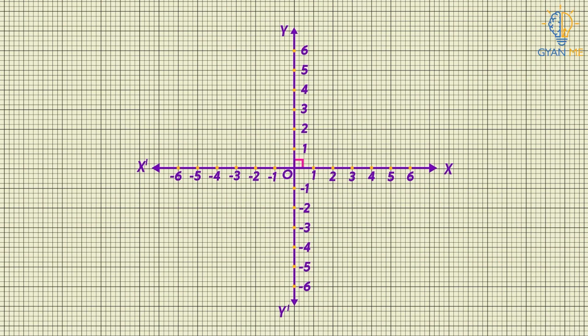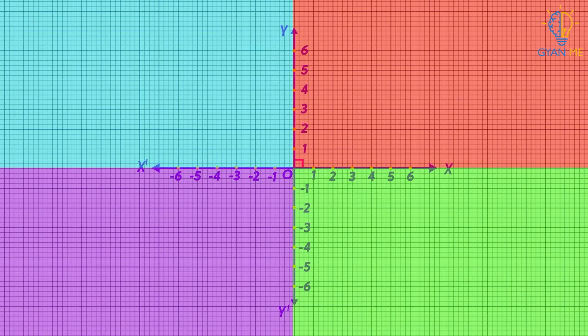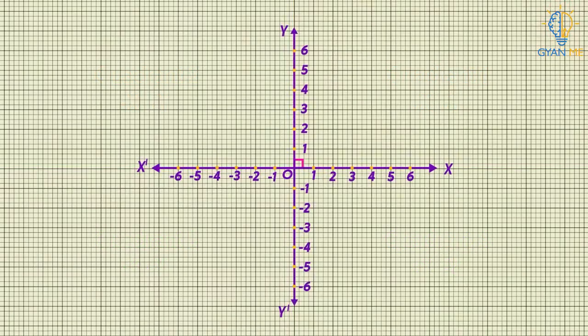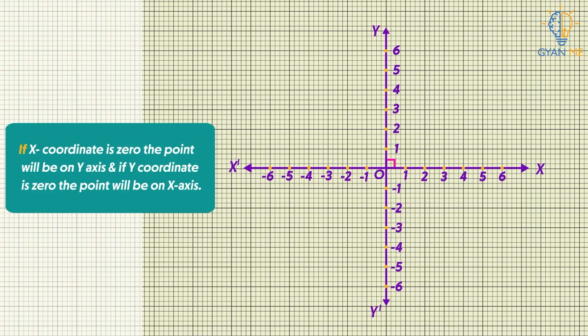So remember students, that points can be located in any of the quadrants, that is quadrant 1, 2, 3 or 4. They can also be located on x-axis and y-axis. If the x-coordinate of a point is 0, then the point will be on y-axis, and if y-coordinate is 0, the point will be on x-axis.